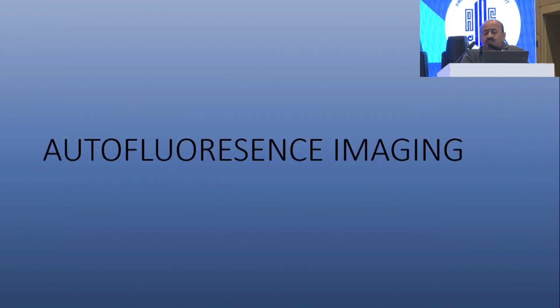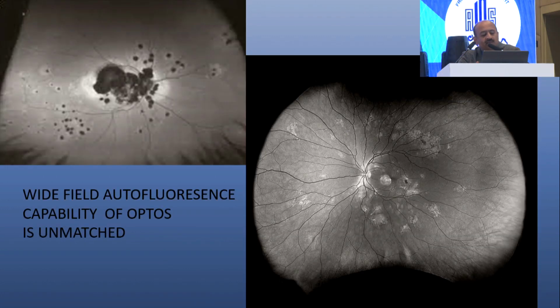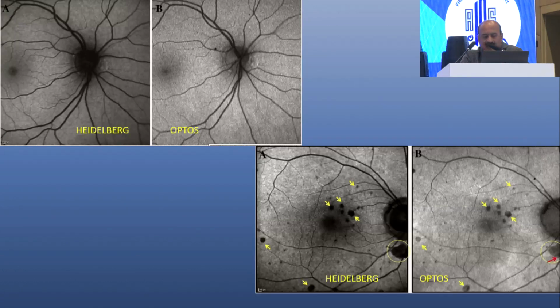Now coming to autofluorescence imaging, comparison between the Heidelberg and the Optos, there is no comparison for wide field autofluorescence because the Spectralis is not designed for wide field autofluorescence imaging. So where you want wide field autofluorescence imaging, Optos, there is no comparison. It does fantastic. But when you come to the posterior pole again, to document very fine details, the Spectralis is slightly superior to the Optos imaging because of the blue peak autofluorescence. So it makes the hypoautofluorescent lesions and the hyperautofluorescent regions much more contrasted.